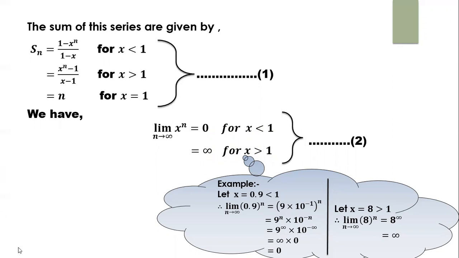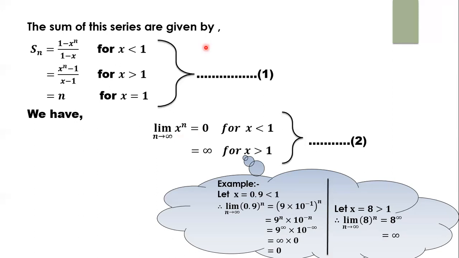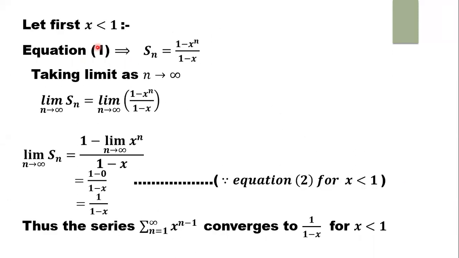Now, here we consider three cases: x less than 1, x greater than 1, and x equal to 1. See, first x less than 1. Equation 1 implies Sn is equal to (1 minus x raised to n) upon (1 minus x). So now we take the limit as n tends to infinity. Limit n tends to infinity, Sn is equal to the limit of (1 minus x raised to n) upon (1 minus x).